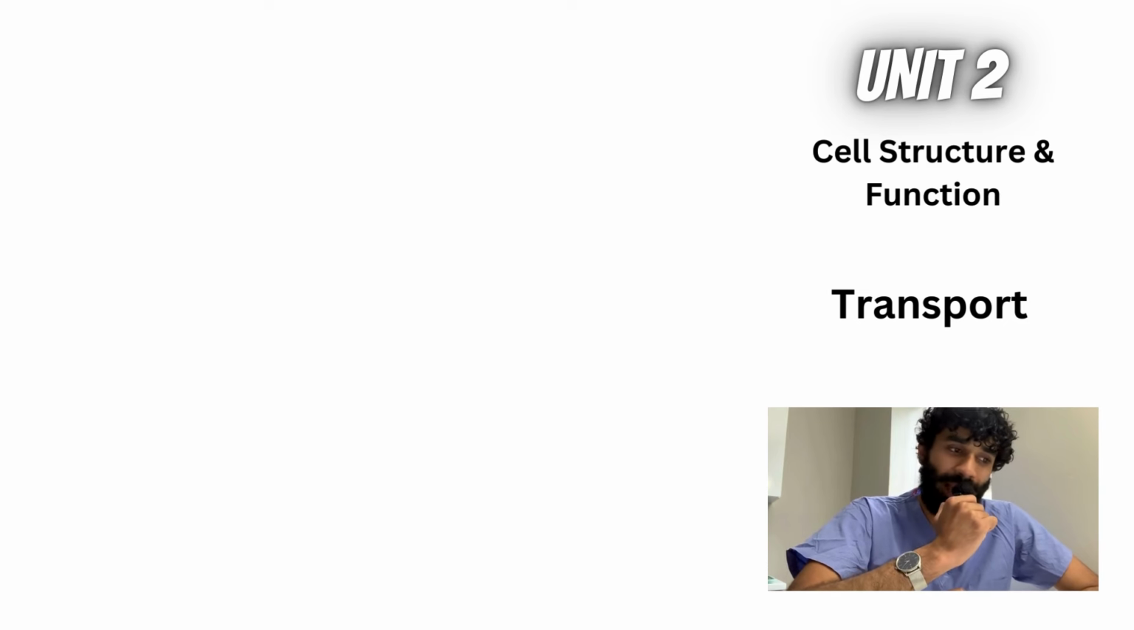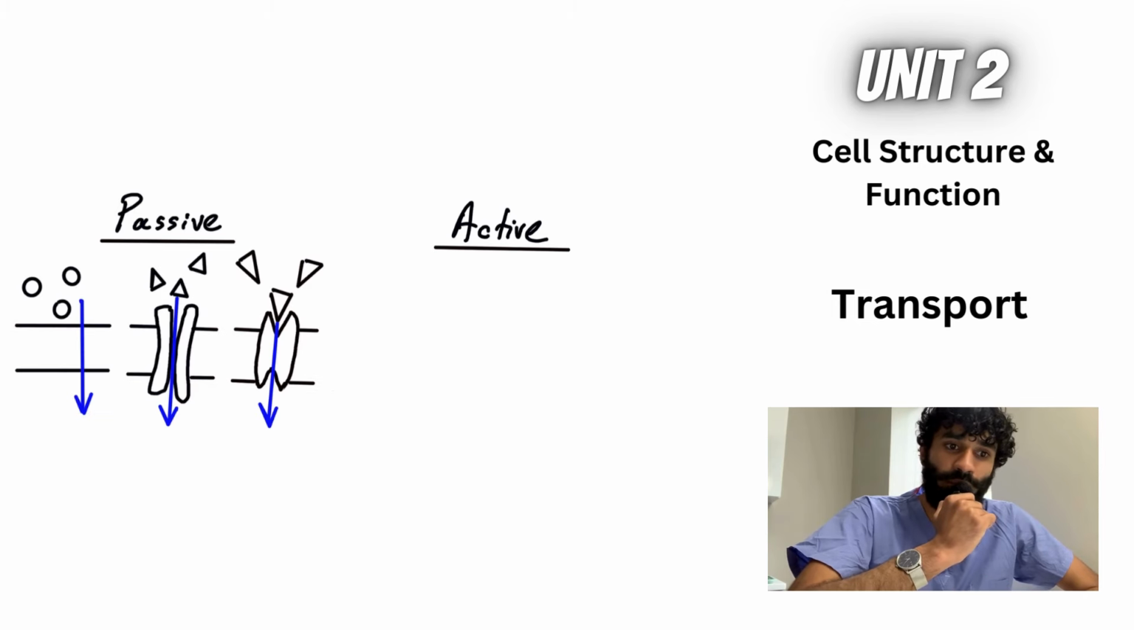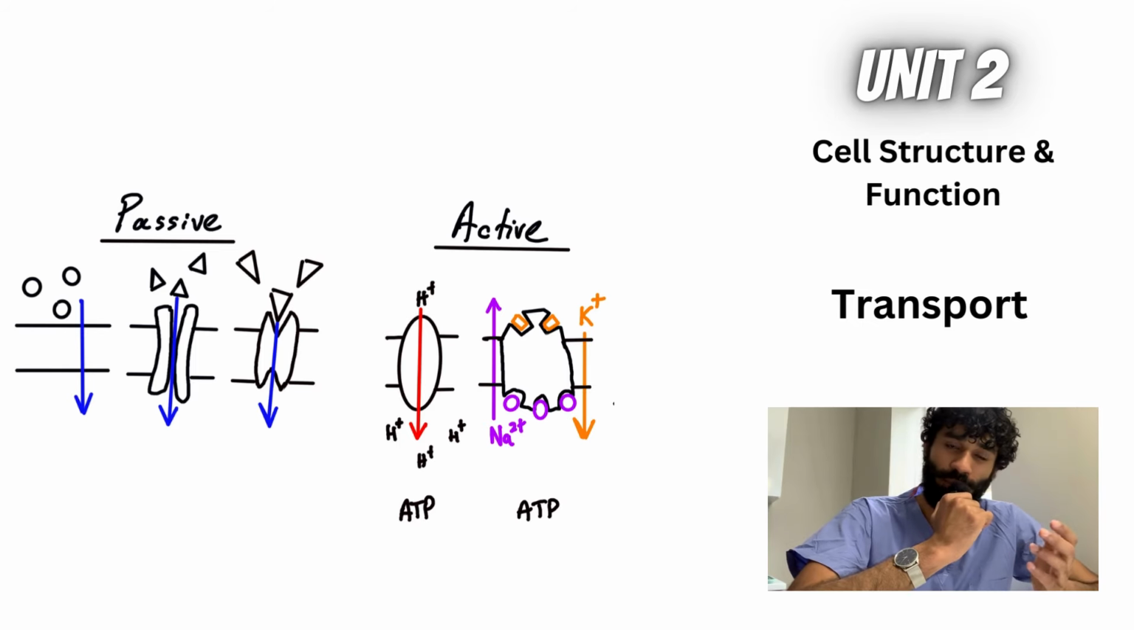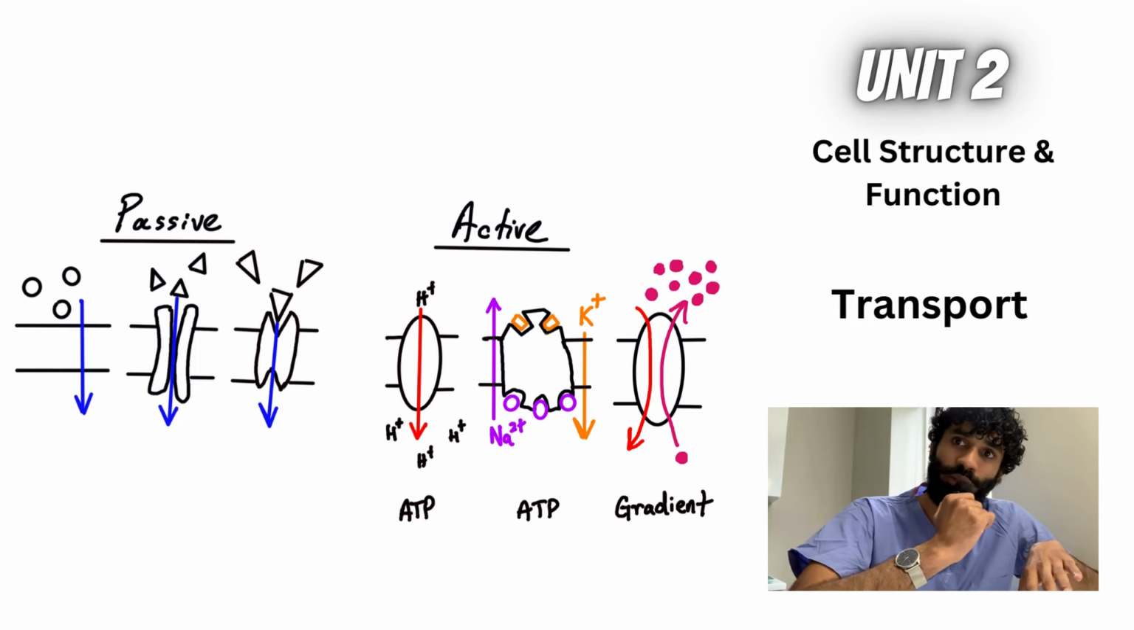Transport can be active or passive. Forms of passive transport are diffusion and facilitated diffusion, which can be in the form of ion channels or transport proteins. And active transport expends energy. It can be in the form of a proton pump, sodium-potassium pump, or a cotransporter, which uses the gradient of one molecule to drive the active transport of another molecule against its gradient.